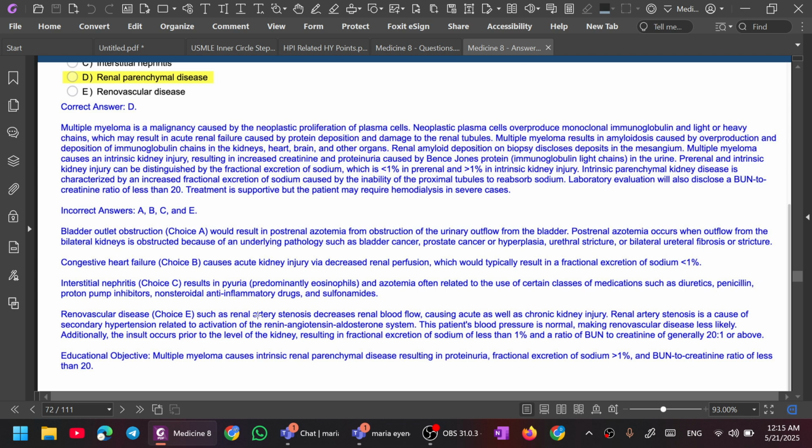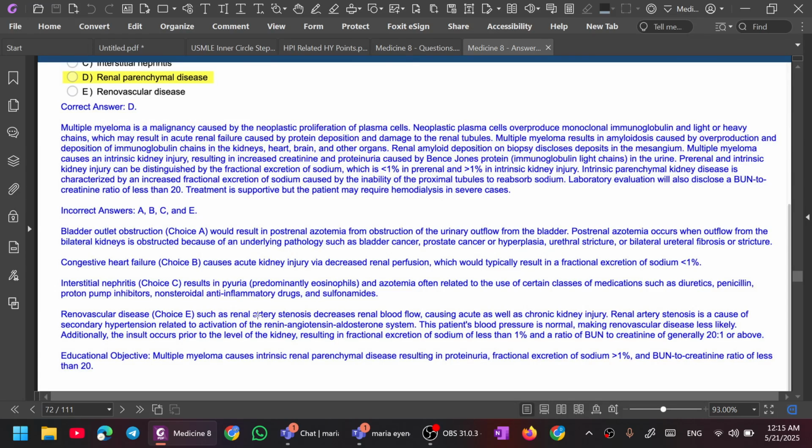Prerenal and intrinsic kidney injury can be distinguished by the fractional excretion of sodium, which is less than 1 in prerenal and more than 1 in intrinsic kidney injury. Intrinsic parenchymal kidney disease is characterized by an increased fractional excretion of sodium caused by inability of the PCT to reabsorb sodium. Lab evaluation will also disclose a BUN to creatinine ratio that's less than 20. Treatment is supportive. The patient may require hemodialysis in severe cases.